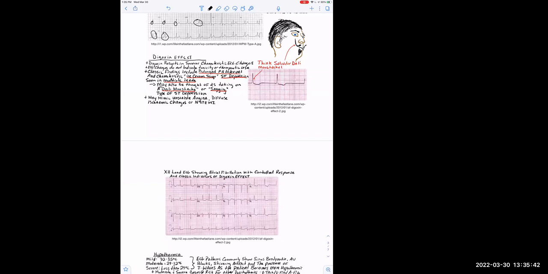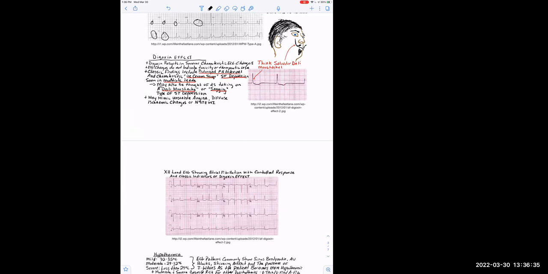So the nice thing is that digoxin, the digoxin effect, we call it, is nice enough to manifest itself with some very characteristic, very classic EKG findings. Now, one thing I want to impress upon you is that just because you see these EKG findings and discover through your history and physical that your patient is on digoxin, those EKG findings are not in any way indicative of whether your patient is toxic on digoxin, or has reached a therapeutic level, or whether the digoxin is doing what it's supposed to do or not.